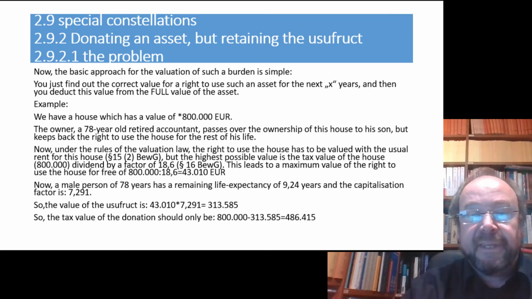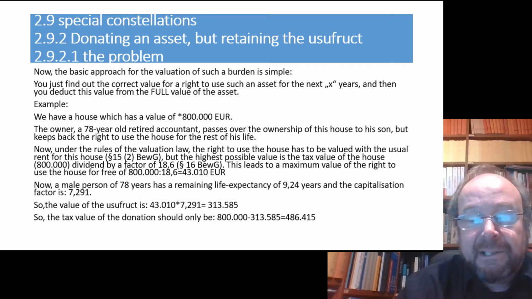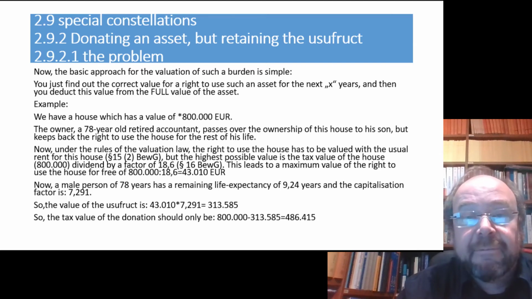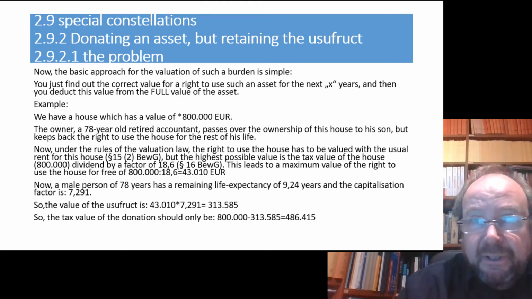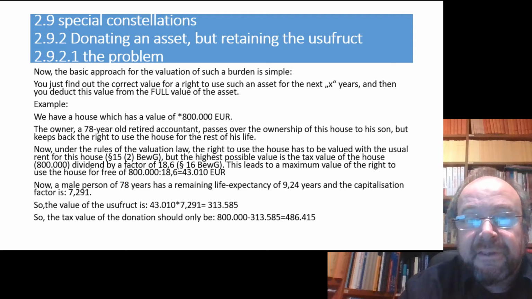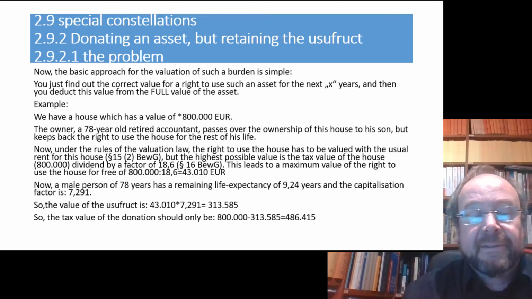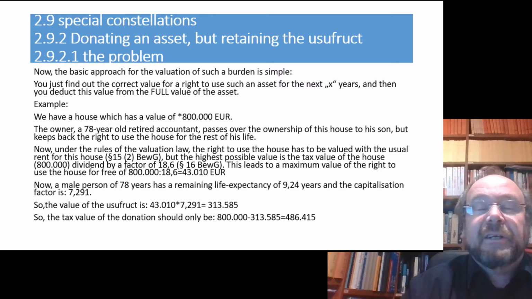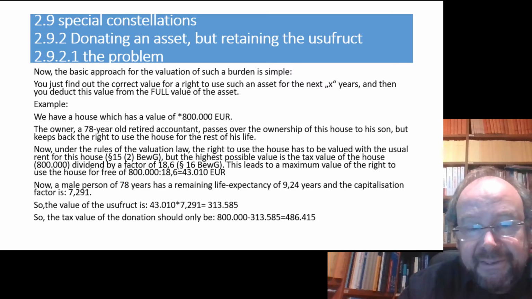Now, the owner is a 78-year-old retired accountant, and the owner passes over ownership already to his son, but keeps back the right to use that house for the rest of his life. That means the son is now immediately owner of a house. To be the owner brings along several possibilities. You can make every legal usage of the house for eternity, but unfortunately the usage during the first years, the usage during which the old accountant, the former owner, still lives, is blocked. This usage is not for you. You only have the rest. So you are an owner and you have only got the nice advantage to begin to use that house when father is dead.